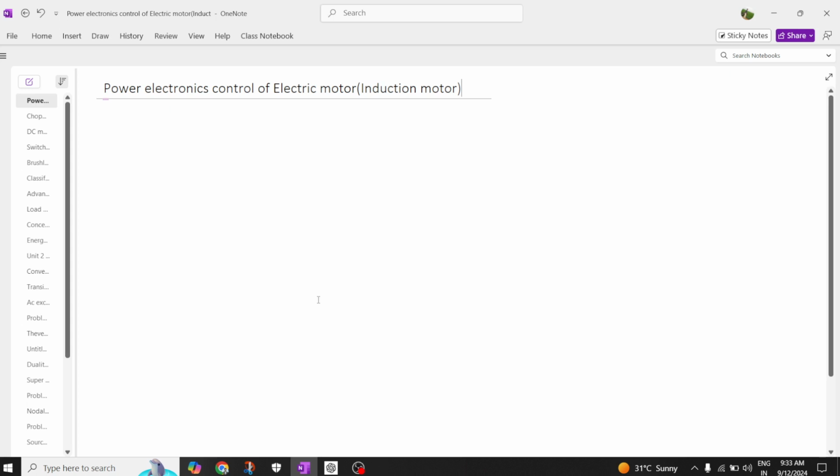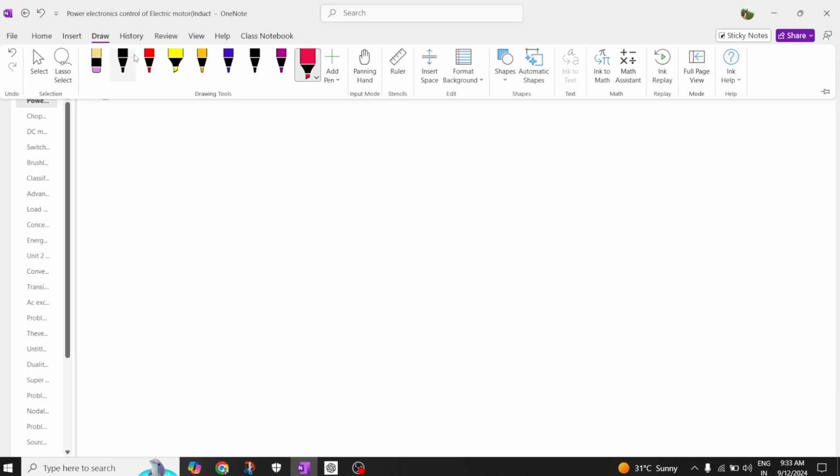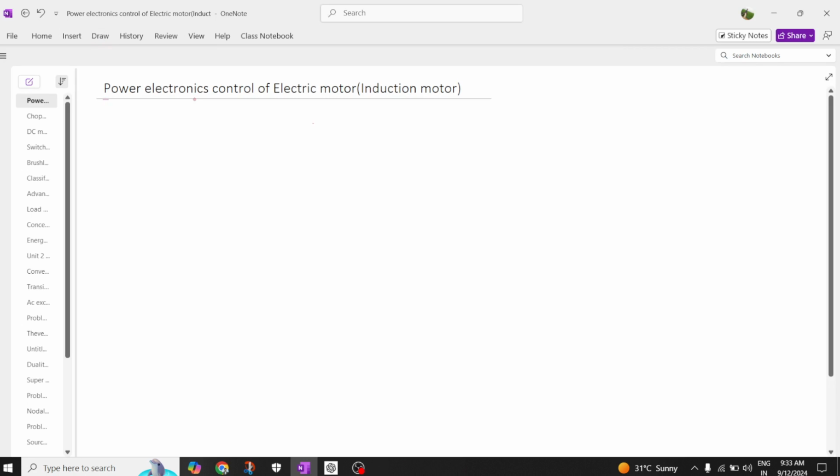Today we are going to discuss the power electronics control of electric motor drives. Okay, so what is the need of this power electronics control of an electric motor? Especially, I'm going to focus on the three-phase induction motor. So let's try to discuss one by one. Then we'll go into the picture.